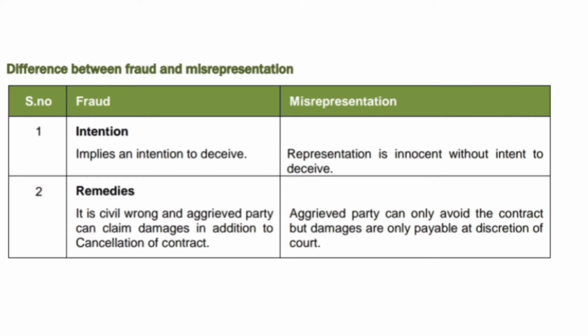For instance, in English law, as we all know, we do recognize the differences between innocent versus negligent versus fraudulent misrepresentation. But under the Contract Act 1872, which is followed in India, Pakistan and Bangladesh, there is no such difference as such listed in the Act itself.